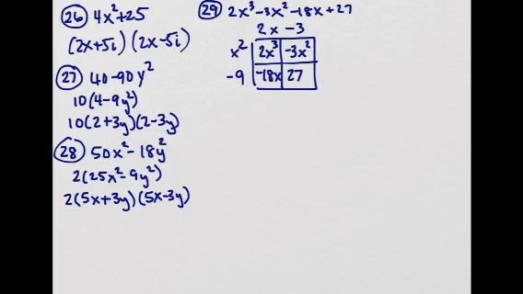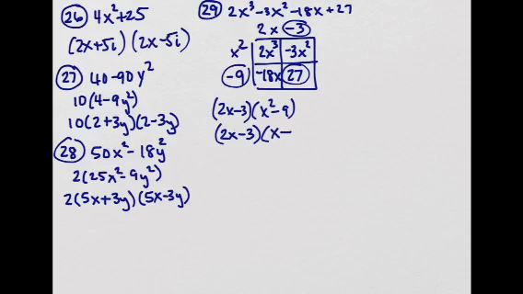and then we see that negative 9 times negative 3 is positive 27, so we bring down the two factors, 2x minus 3 times x squared minus 9. Now x squared minus 9 is difference of squares, right? So you factor it even further, x plus 3 x minus 3. That's for this one right here.